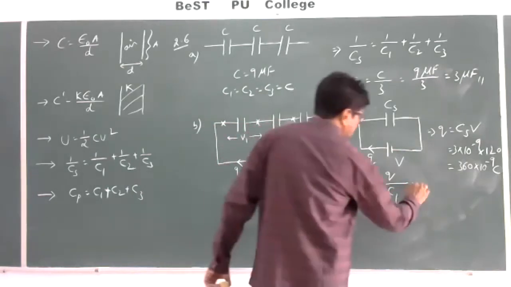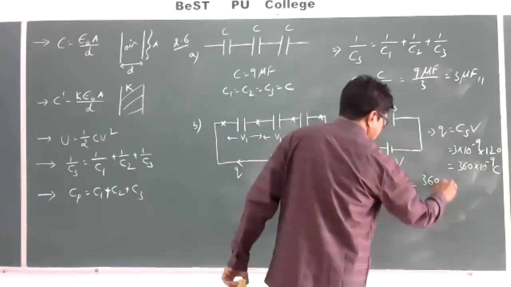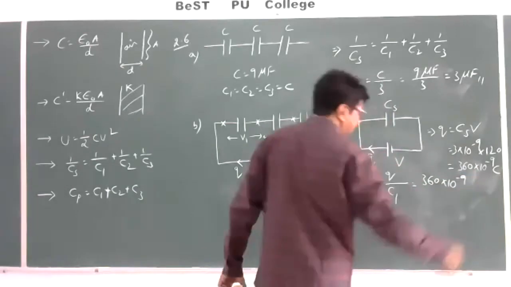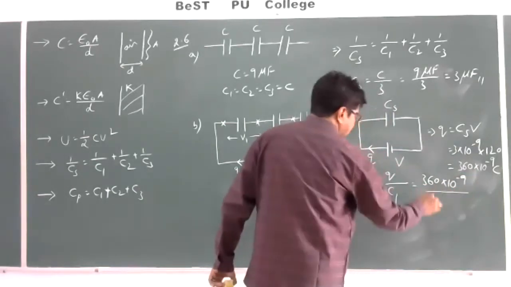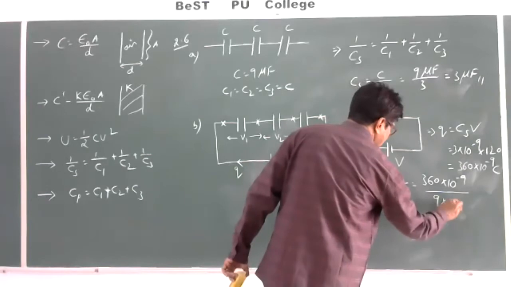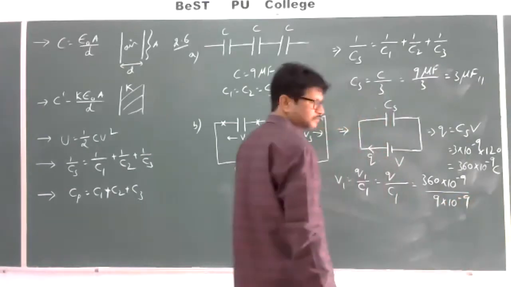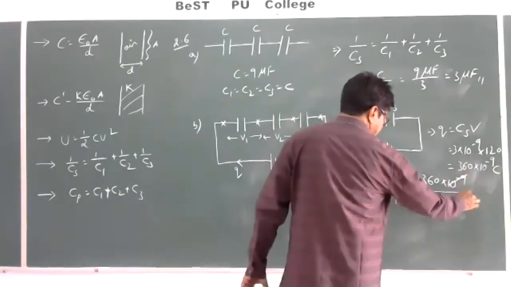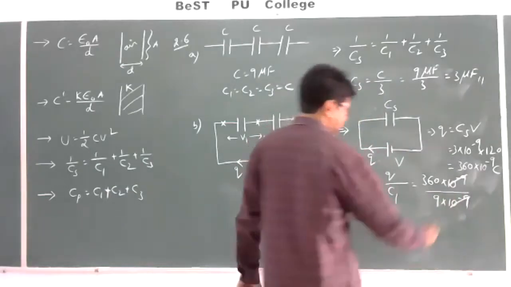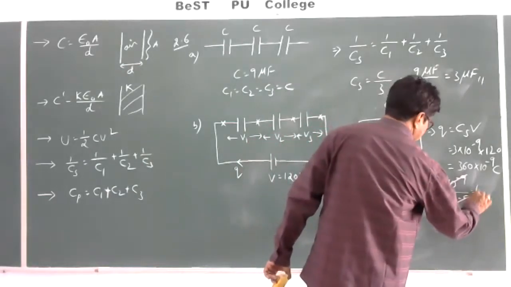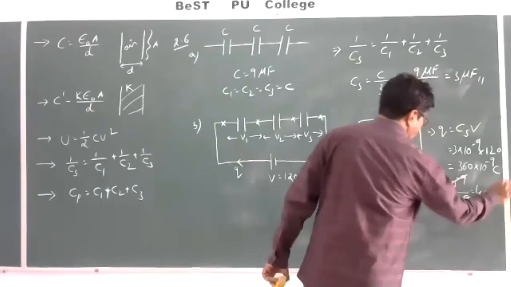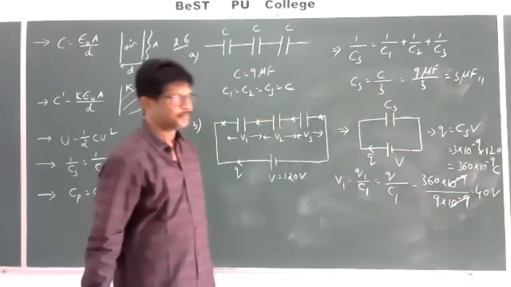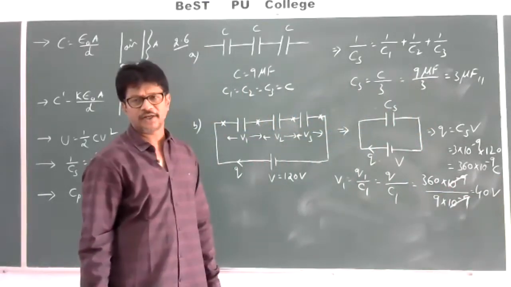C1, where Q just now we got 360 into 10 to the power of minus 9. C1 is equal to 9 into 10 to the power of minus 9. 10 to the power of minus 9 and 10 to the power of minus 9 get cancelled, which is equal to 40 volts. V1 is equal to 40 volts.